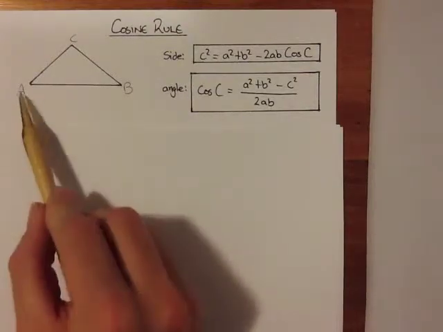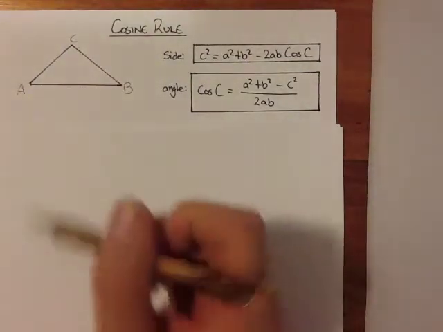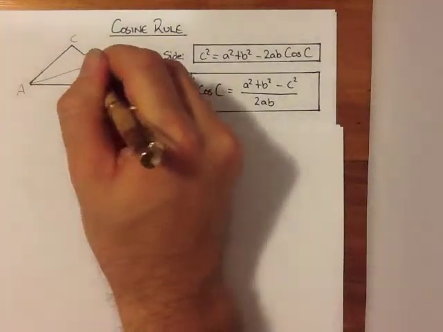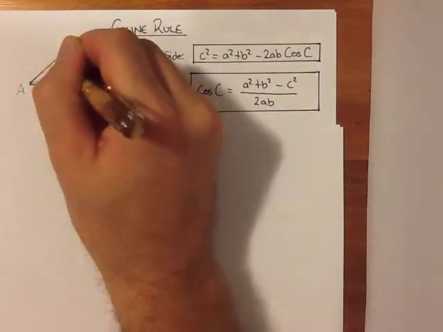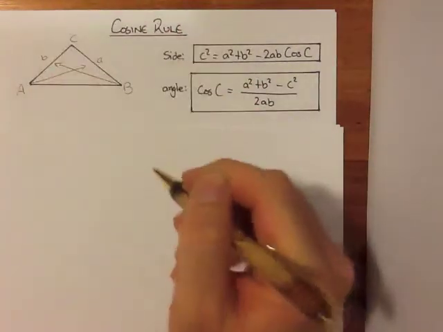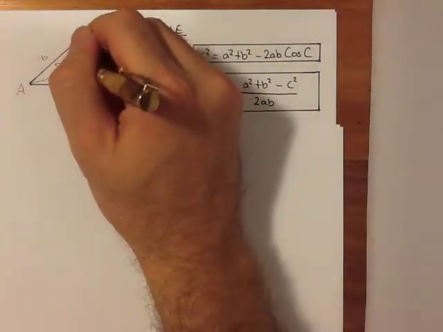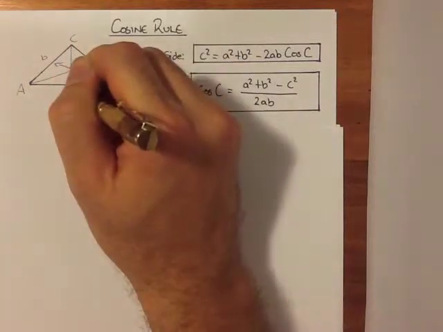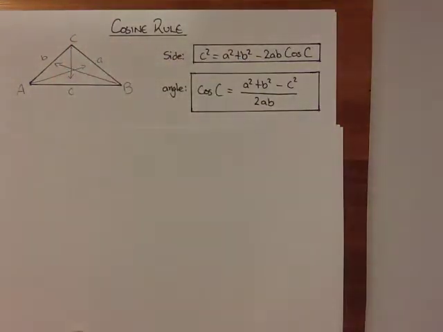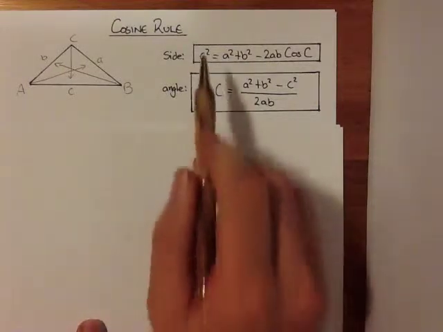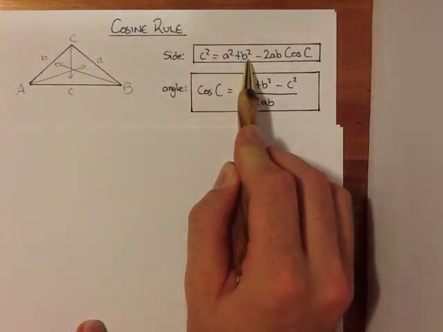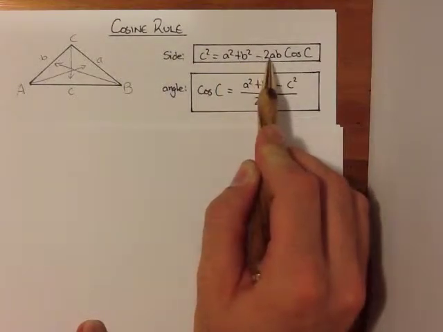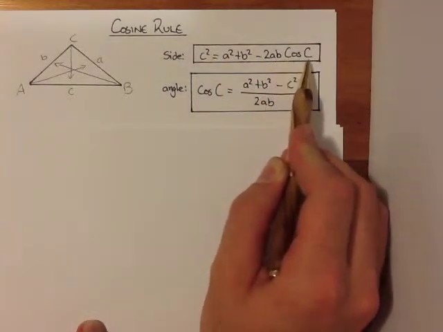In triangle ABC, side A is opposite angle A, and side B is opposite angle B, and side C is opposite angle C. The cosine rule states for when finding a side, the rule is c squared is equal to a squared plus b squared minus 2 times a times b times cos C.